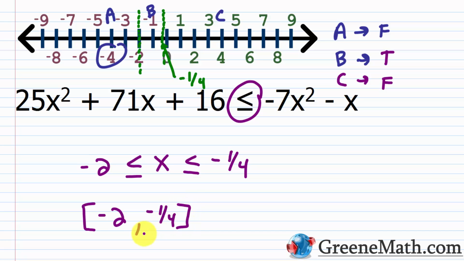So graphically, let me keep that notch there for negative 1/4. Let's put that right there. What we're going to do is put a bracket at negative 2 and a bracket at negative 1/4. Just shade everything in between. So this is our graphical solution. This is interval notation. And then again, we can write this with our variable x and just say that x is greater than or equal to negative 2 and it's less than or equal to negative 1/4.